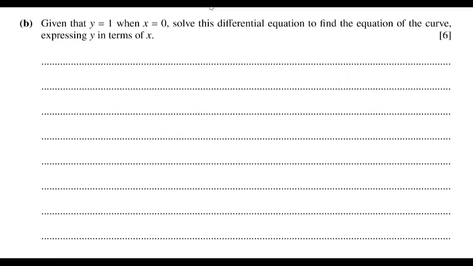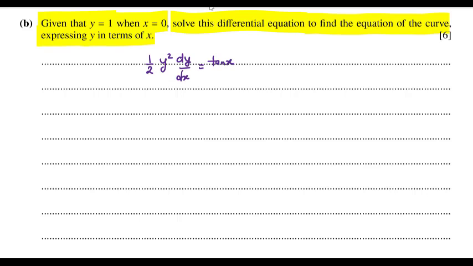Now in the B part, given that y equals 1 when x equals 0, solve this differential equation to find the equation of the curve expressing y in terms of x. So we can see the differential equation was 1 upon 2 y square dy over dx equals tan x. And in A level we have only one method, that is the variable separable method. So I will simply take y terms one side and x terms one side so that we can integrate it.